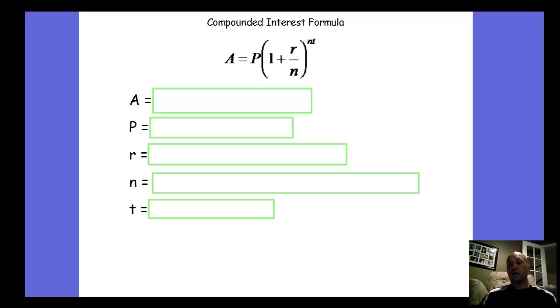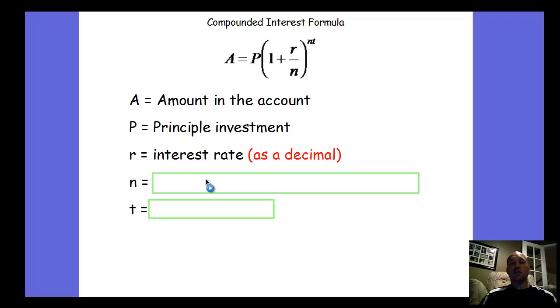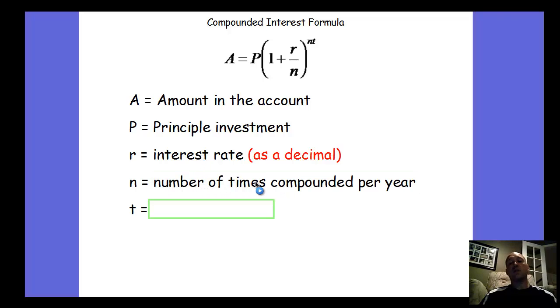But really, when we're looking at how things work in real life, we really should be using a compound interest formula. And similar formula, we still have our A, our amount in the account. P is still the principal investment, our starting amount. R is still the interest rate. Now N is the number of times compounded per year. So if I'm compounding monthly, N would be 12. If I compound daily, it'd be 365. T is still our number of time in years.